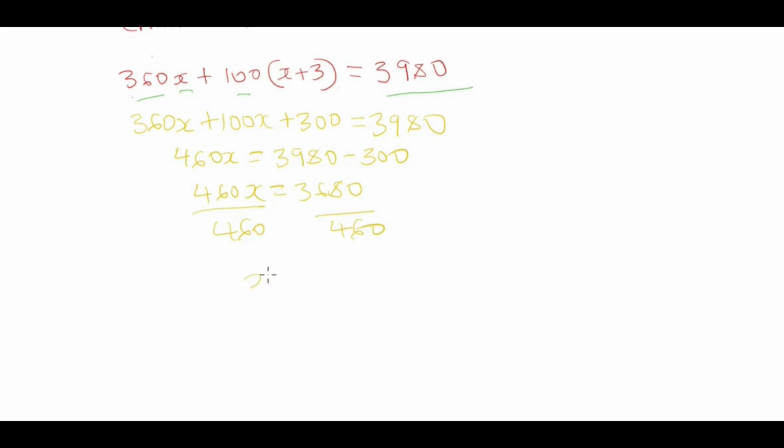So x is equals to 8. So number of tables is equals to 8. Chairs, remember chairs was x plus 3, and x is 8, so it is 8 plus 3, which is equals to 11. Okay, so the question was determine the number of chairs he sold that week. So the number of chairs is 11.